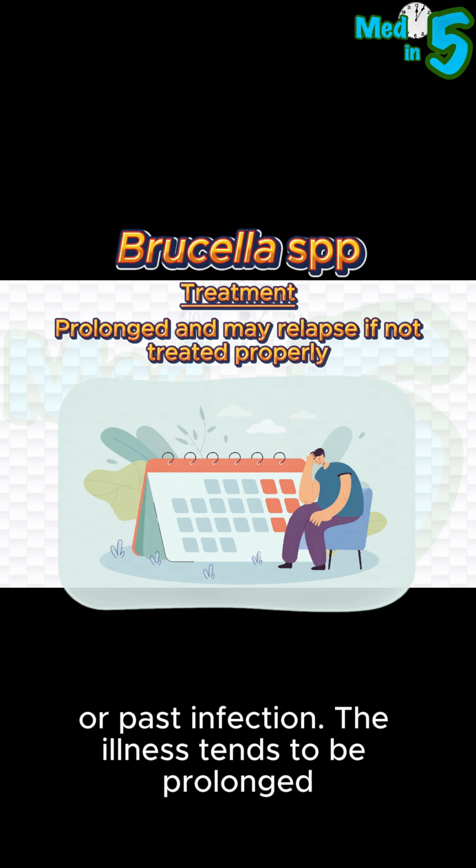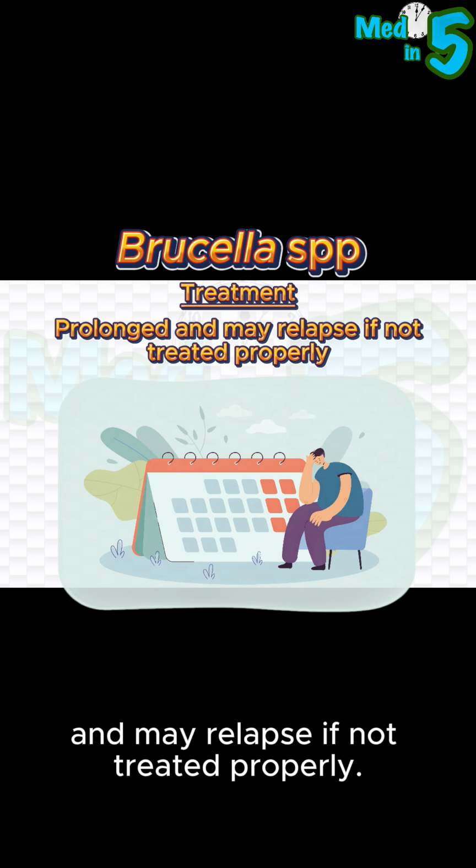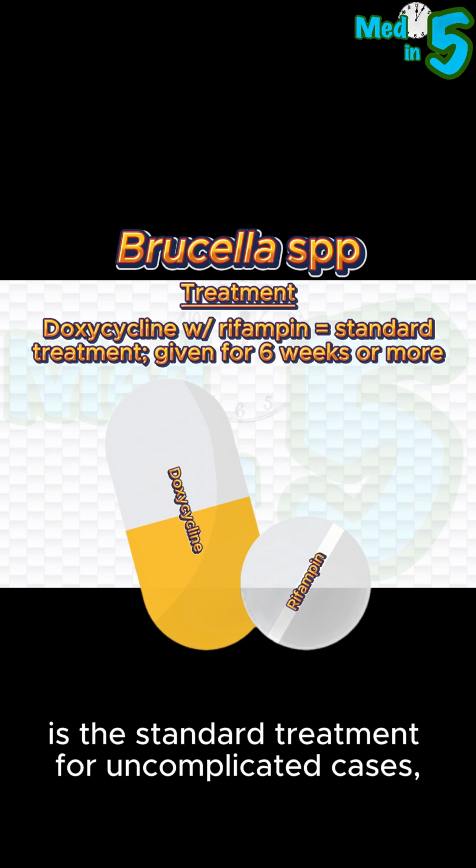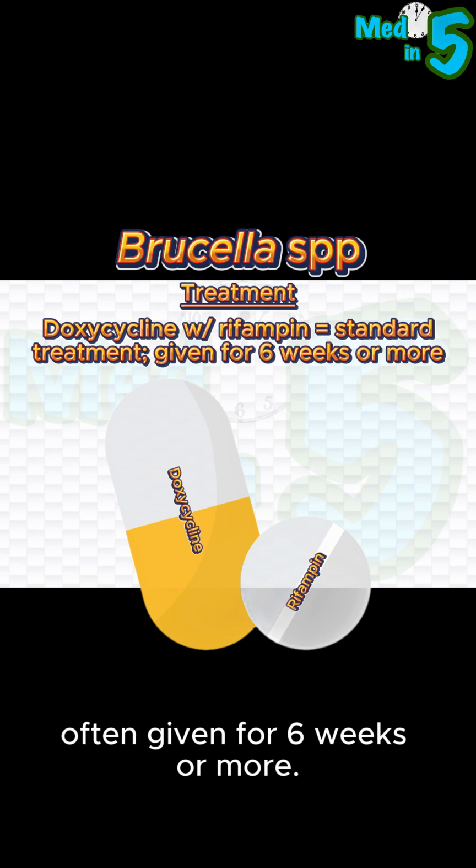The illness tends to be prolonged and may relapse if not treated properly. Doxycycline with rifampin is the standard treatment for uncomplicated cases, often given for 6 weeks or more.